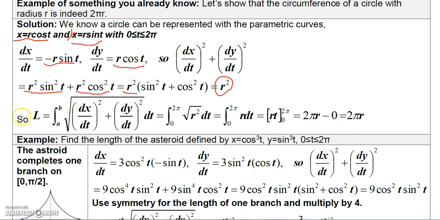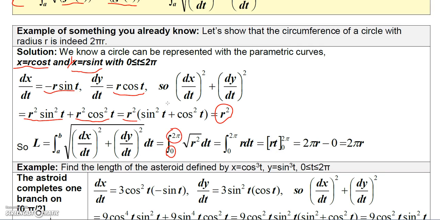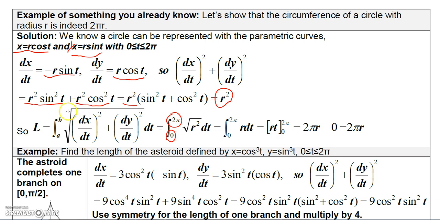So using the formula, I integrate from A to B, where my A is actually going to be t equals 0, and my B is going to be t equals 2 pi. And then the formula says we take the square root of this quantity. Now I've already figured out that the quantity in the radical is r squared, so we integrate the square root of r squared dt, and that's just r, so I integrate r dt from 0 to 2 pi.